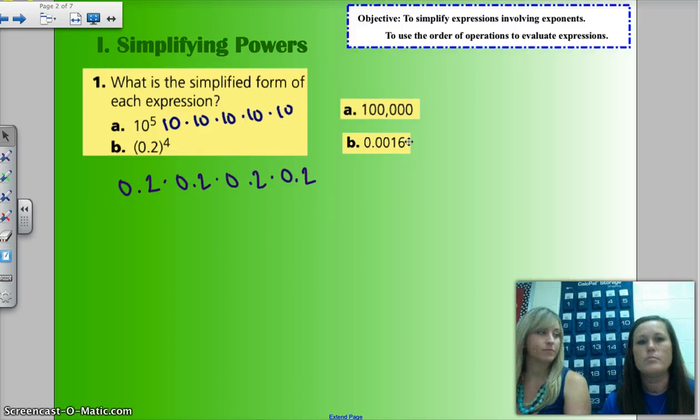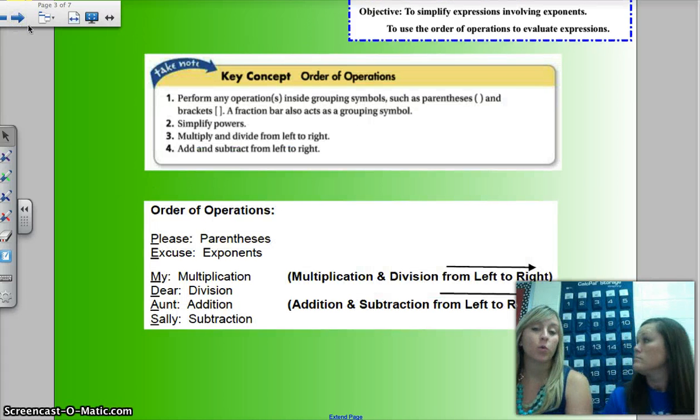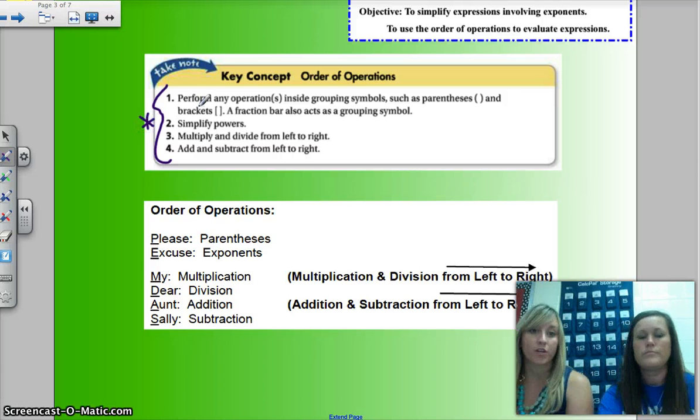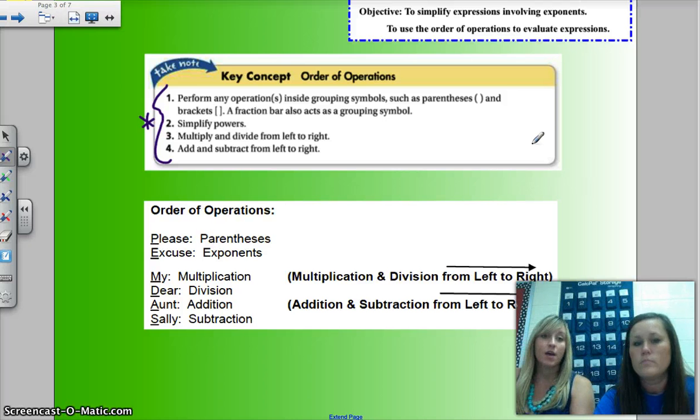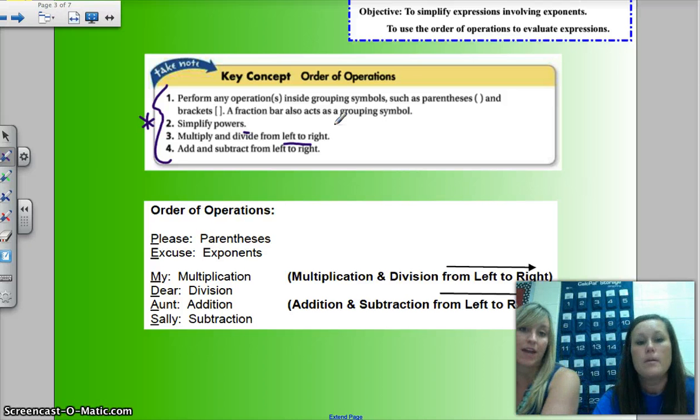Easy to simplify, especially when you got this calculator. Next page. Key concepts, order of operations. We've all heard about order of operations. This right here, guys, is the fancy book terminology for what the order of operations is. Perform any operations in groups first, so that's parentheses, brackets, and so on. And then you go to powers, and then down to multiply and divide. It says left to right, meaning whatever you see first, that's what you do first. So we say multiply then divide, but if you come across division first, then you do that. And then add and subtract comes last.